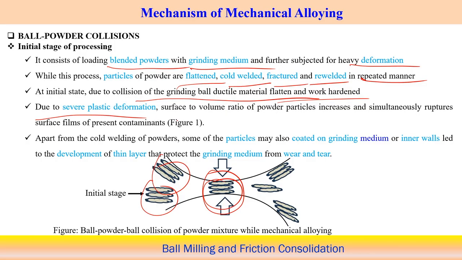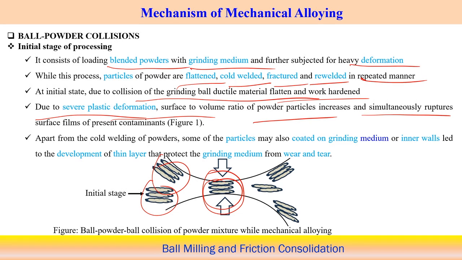After that, at some point it may be subjected to a high amount of plastic deformation. Due to the severe plastic deformation, the surface area to volume ratio of the powder particles increases, and simultaneously they might also rupture when they cross the fracture stress. So all these phenomena usually happen. Apart from cold welding, some powder particles may also be coated onto the grinding media.